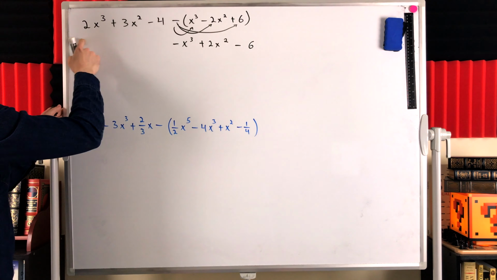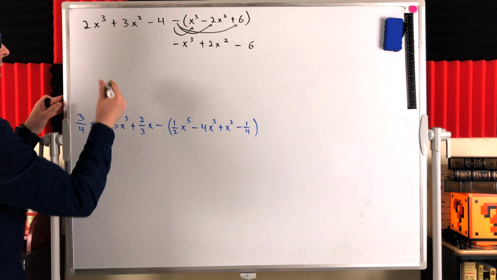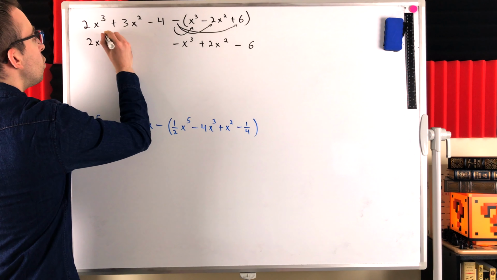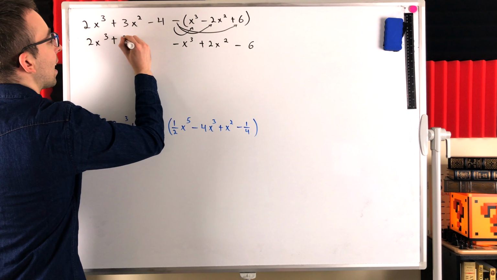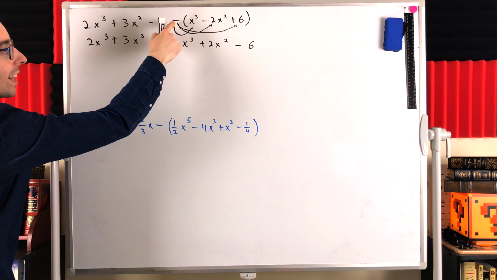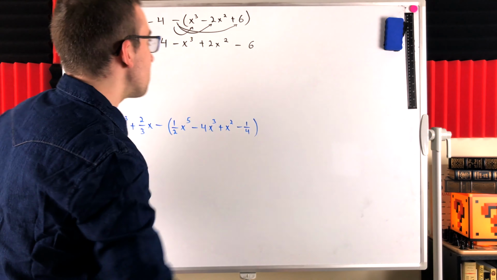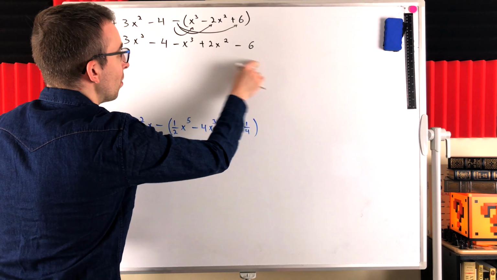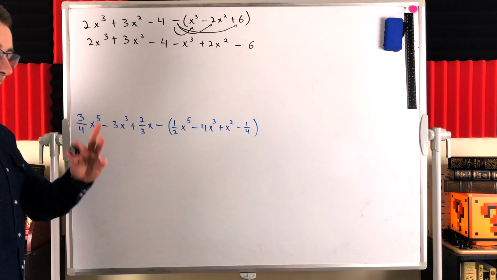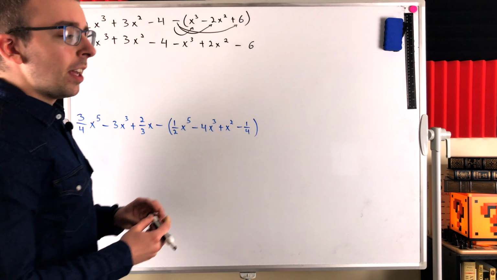And then we can write this part of our polynomial, which isn't changing during this step. So we've got 2x cubed plus 3x squared minus 4, and we're subtracting this polynomial. We've just distributed the negative to get rid of the parentheses, and now we've got that. Beautiful. Now we just combine like terms, and that's our answer. That's all there is to it.